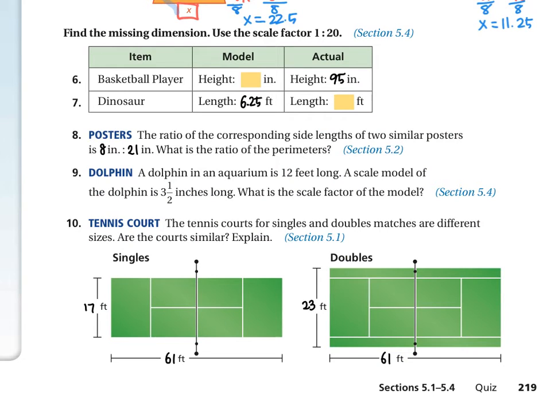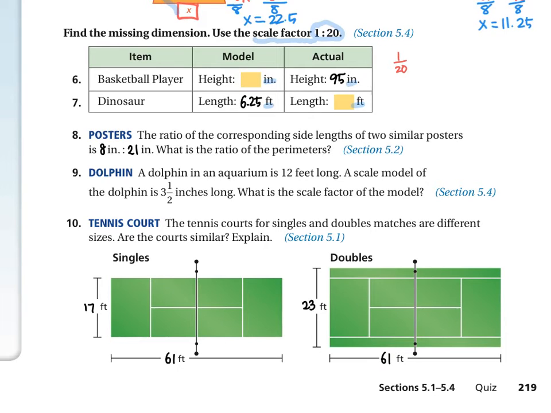Now we're going to look into the bottom half of this worksheet, and we're using a scale factor of 1 to 20. So for both 6 and 7, you're going to use 1 to 20. And one thing that you'll have to remember, if you're using a scale factor, that means you're going to have the same unit for both the model and the actual thing. Thankfully, we have inches and inches, feet and feet, so you won't have to convert anything from one unit to another unit.